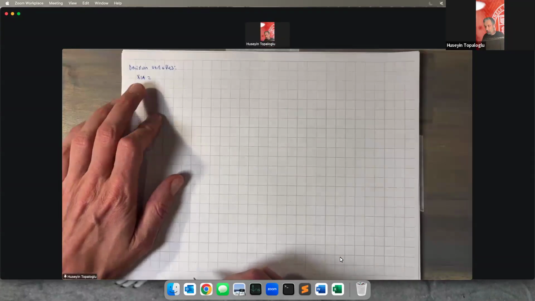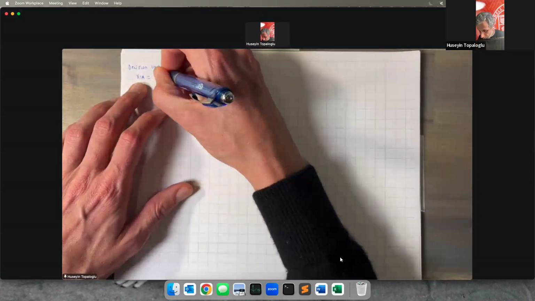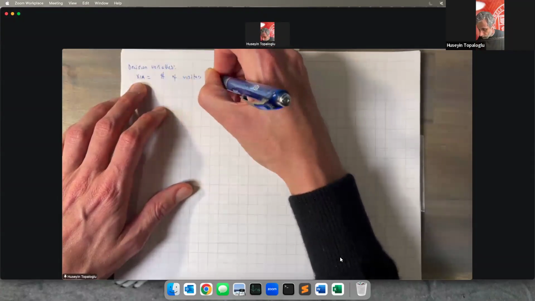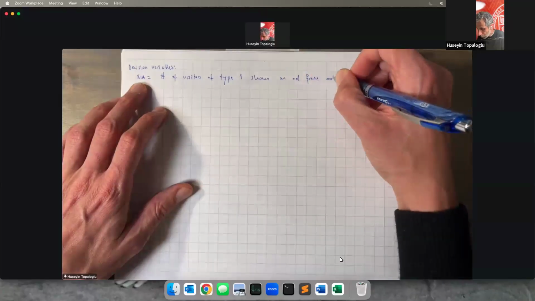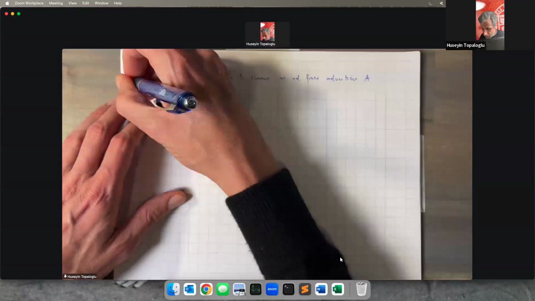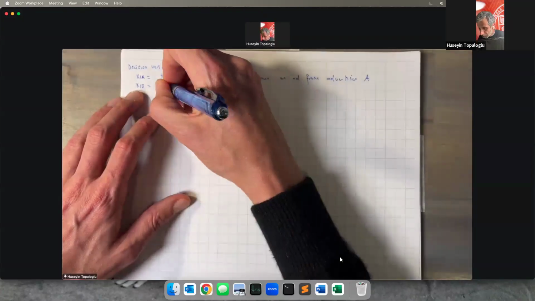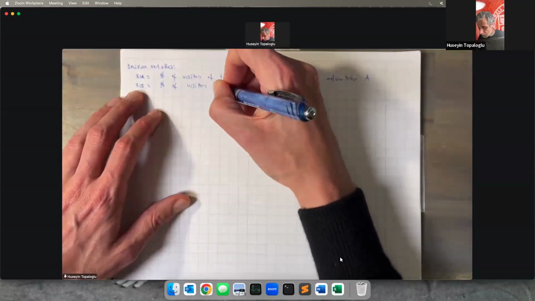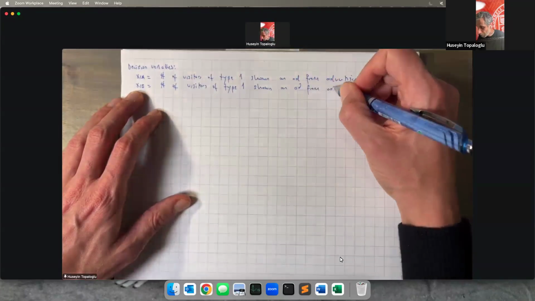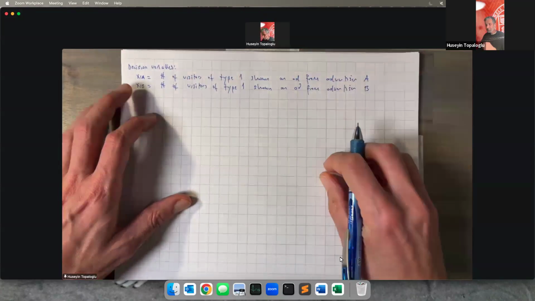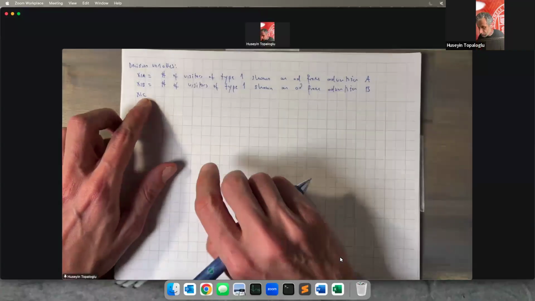x subscript 1a, the number of visitors of type 1 shown an ad from advertiser A. Likewise, we have x1b, the number of visitors of type 1 shown an ad from advertiser B. Okay, and similarly, we have x1c, which is the number of visitors of type 1 shown an ad from advertiser C.